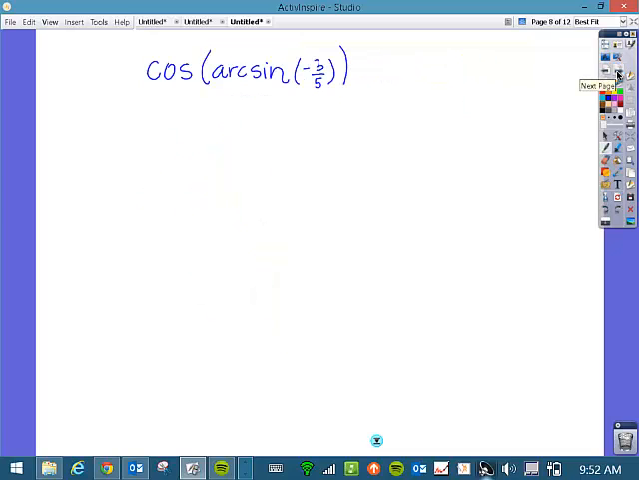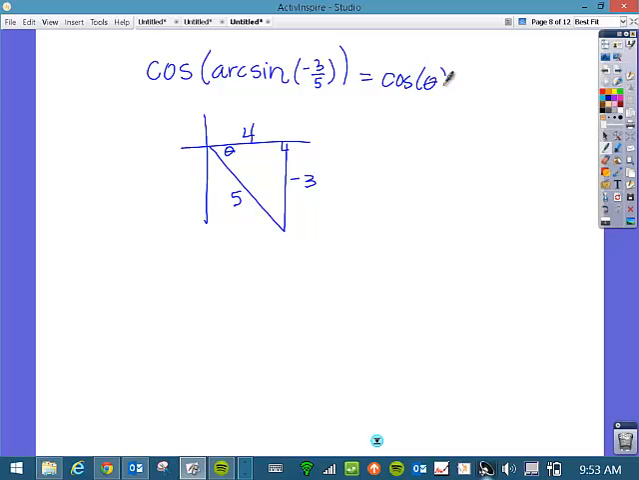Alright, next one, cosine of arc sine of -3 over 5. Arc sine is restricted to the first and the fourth quadrant, sorry. This is negative, so it's going to be in the fourth quadrant. Here's our theta. Sine is opposite over hypotenuse. Again, this is not one of our special right triangles, but it is a Pythagorean triple, so this is 4. Our angle is theta. Now we just want to find cosine of theta, which would be adjacent over hypotenuse, which is 4 over 5.